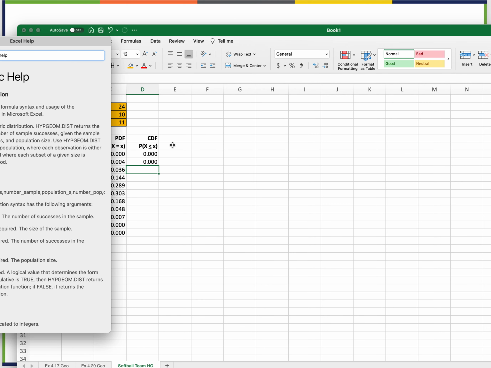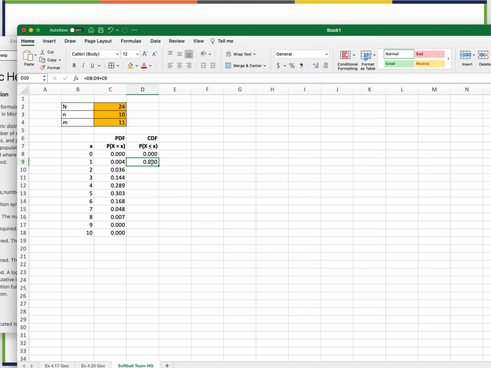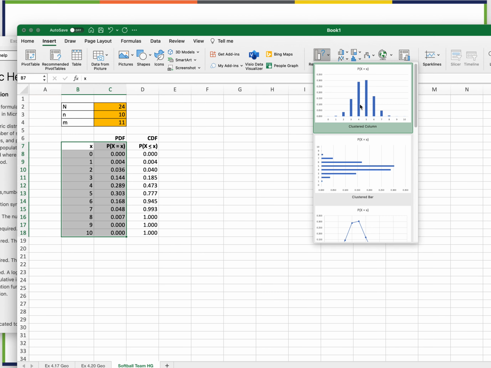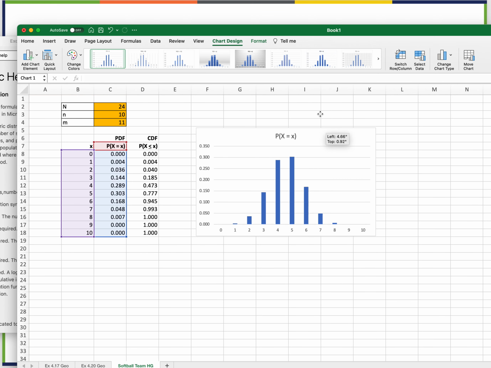Okay, yes, it doesn't like that at all. What did I do wrong? It's equal to that plus this. And if I copy it all the way down, it comes to 1. So again, if I want to make this a chart, insert, recommended chart, and I do this, I will get this.